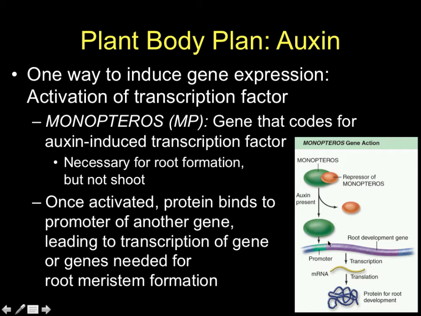This is a piece of DNA. Once that's transcribed, we get a piece of RNA. Once that's translated, we get a protein. Once we have that protein, we can go ahead and do our formation of roots.